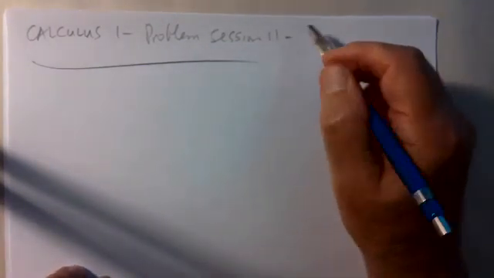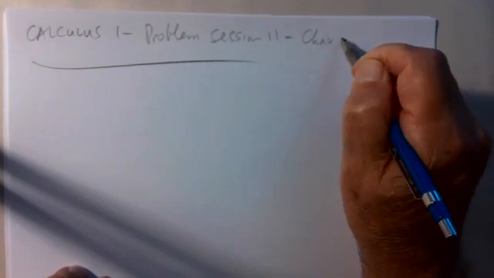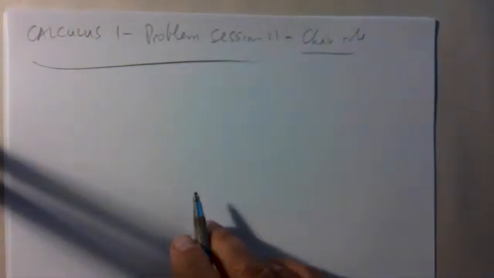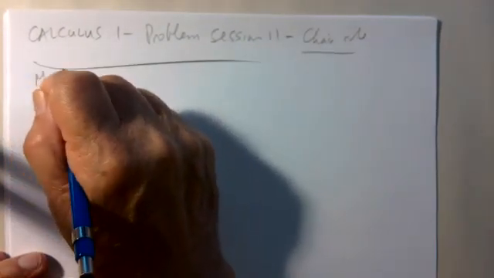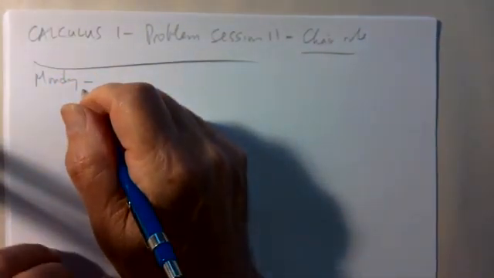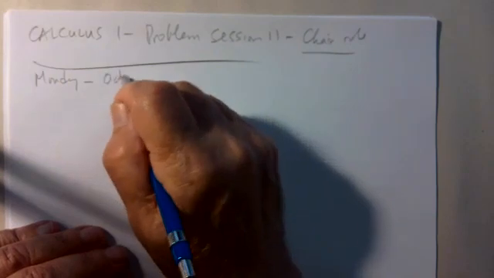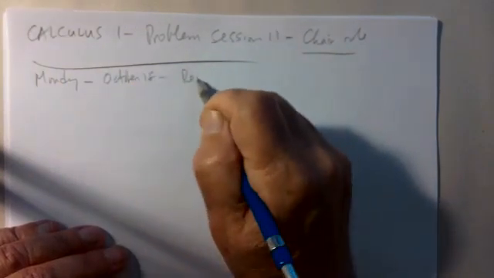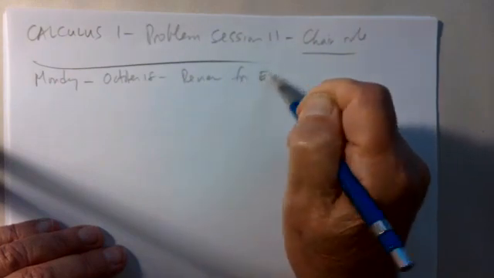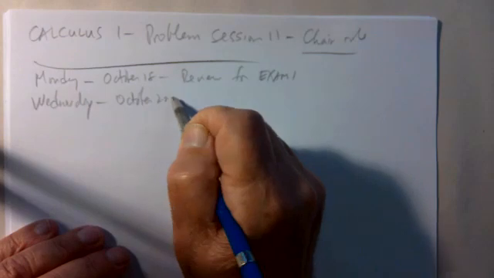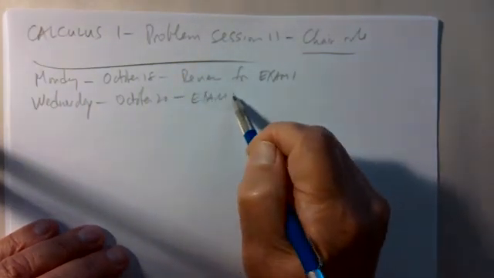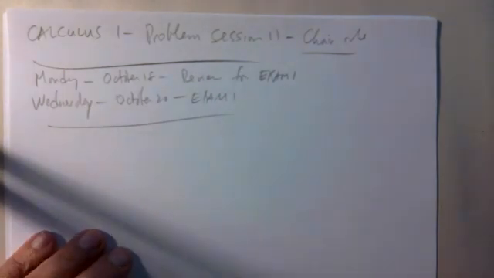Okay, so this is lesson 11 on the chain rule. And this is the last section before the first exam. So our schedule is on Monday, which is the 18th, we review for exam 1. And on Wednesday, which is the 20th, we take exam 1.